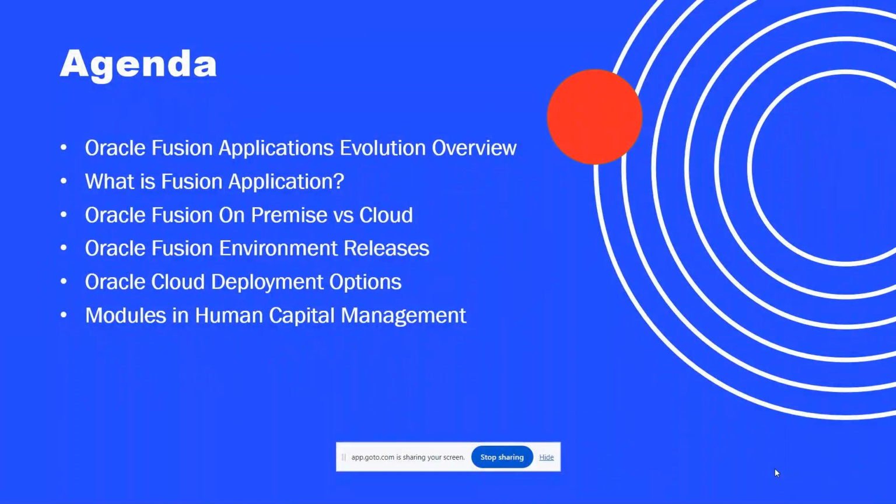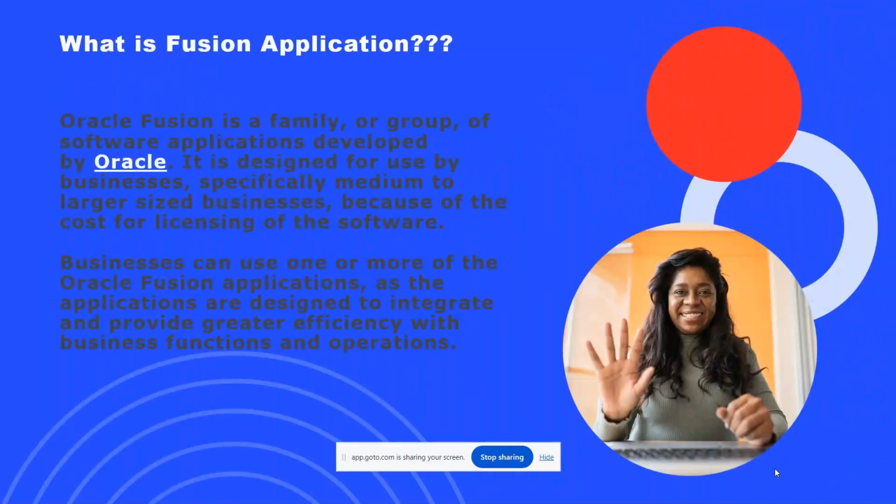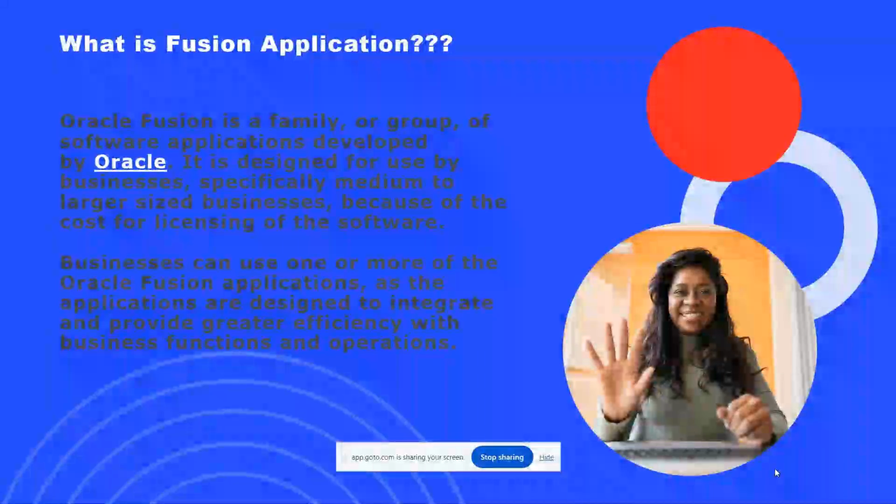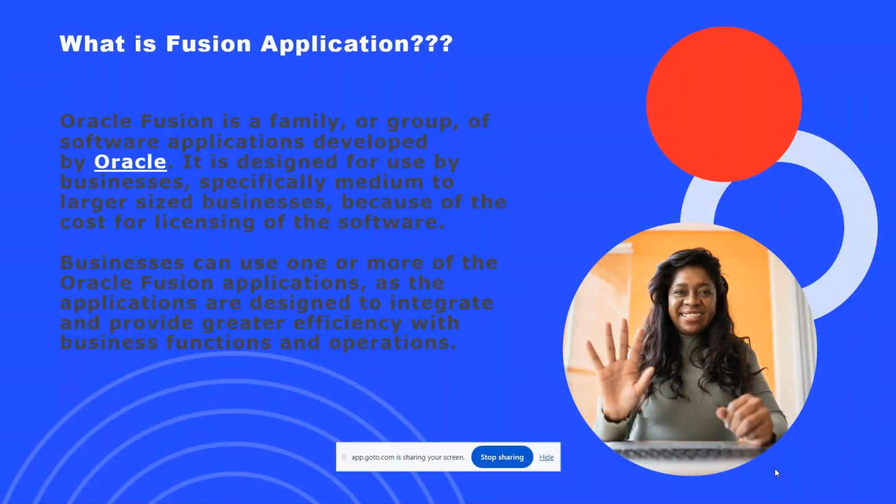Okay. So as the word itself suggests, it is a fusion. Fusion means a combination of a group of software or a group of functions of management that an entity or a business uses. Oracle Fusion is a family or group of software applications developed by Oracle. It is mainly designed to fulfill the needs of large businesses or small-scale industries as well, with the help of some licensing cost of the software.